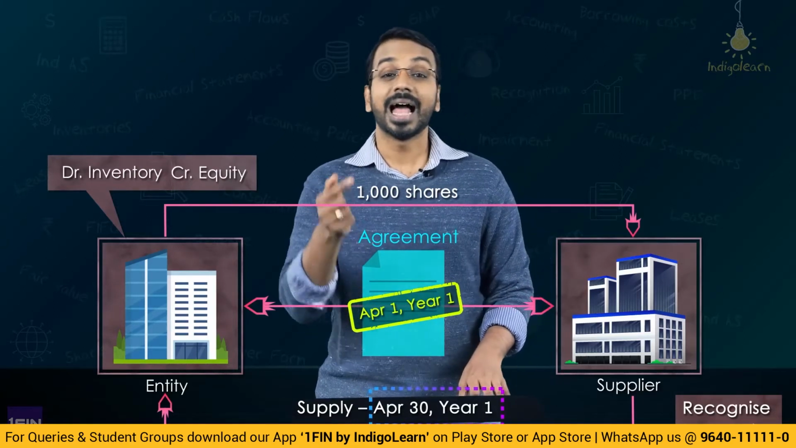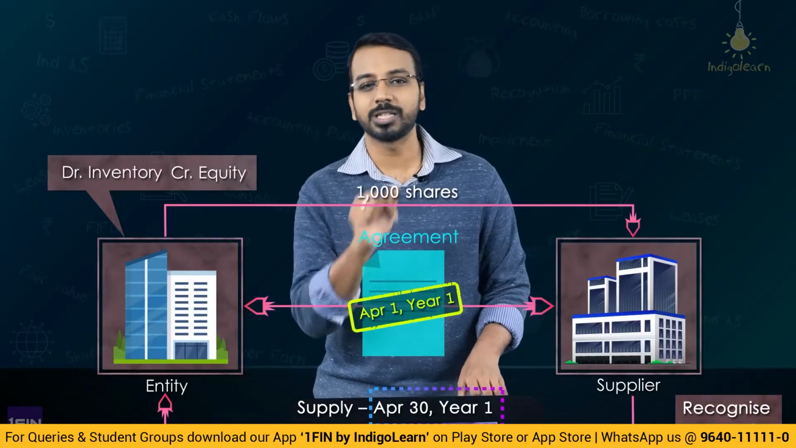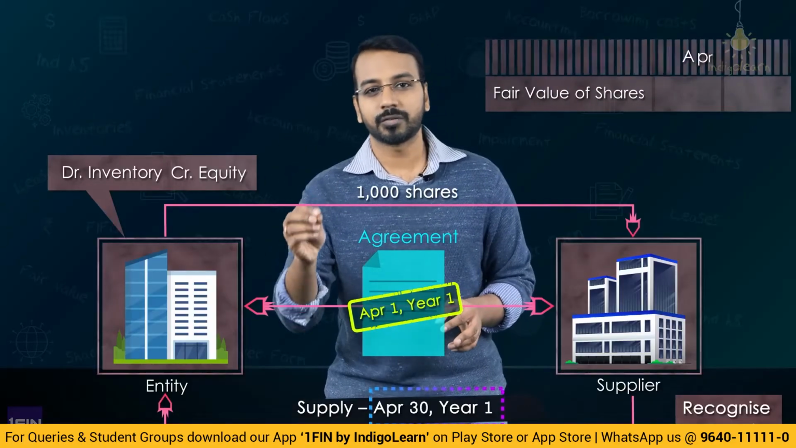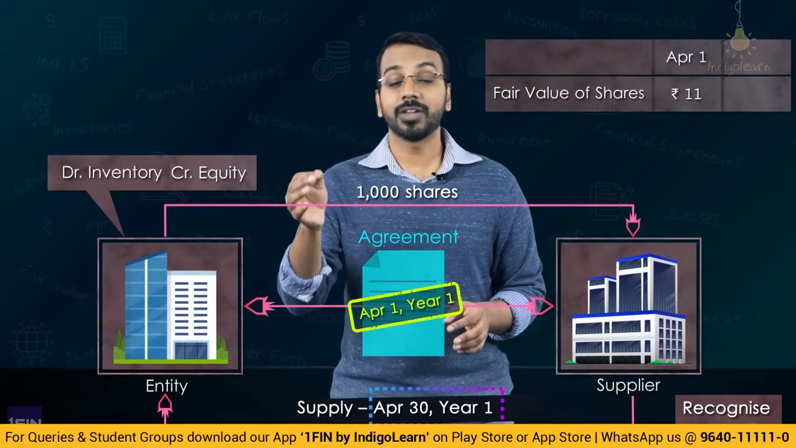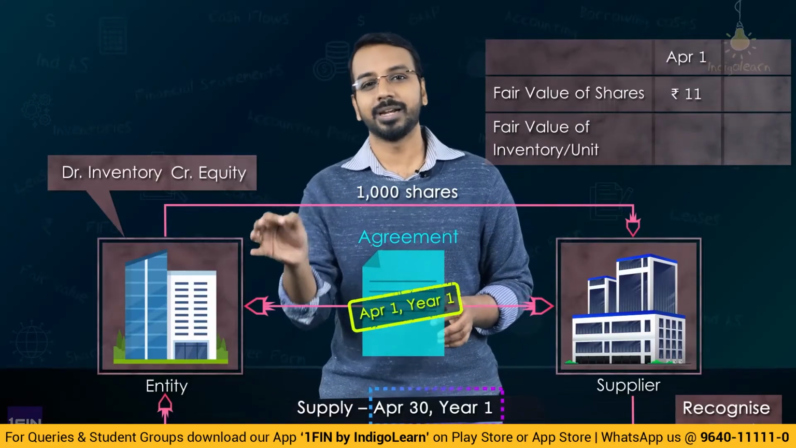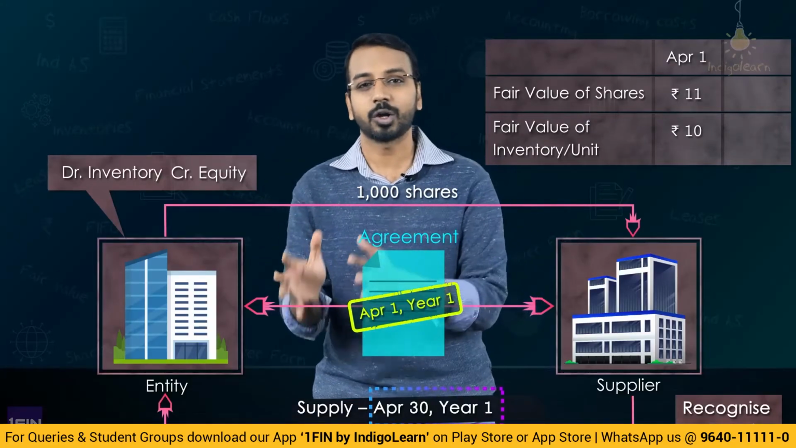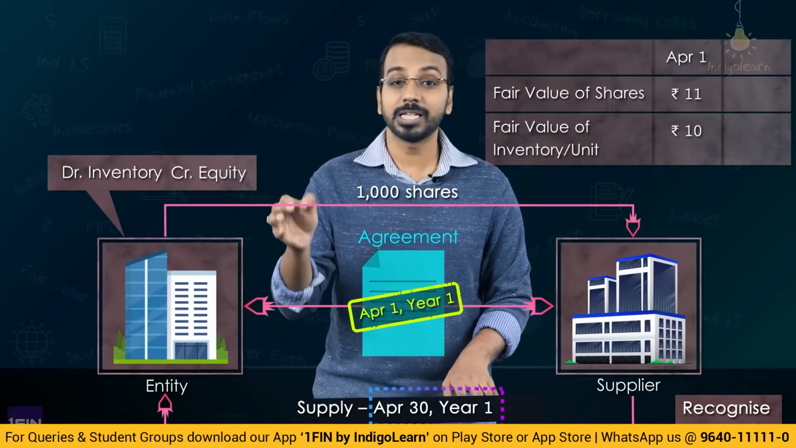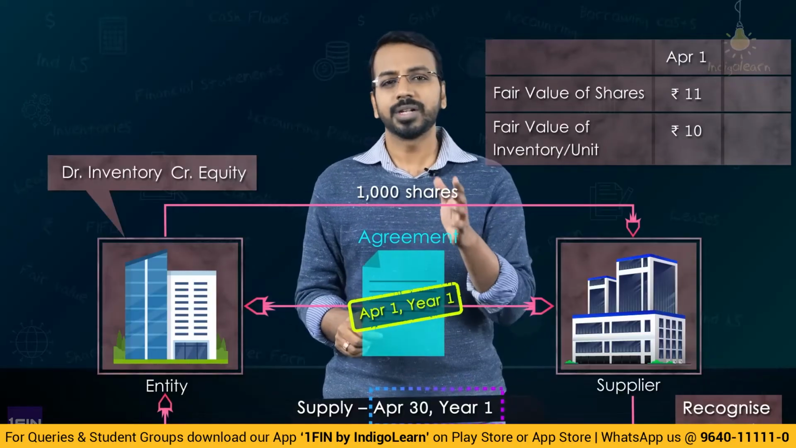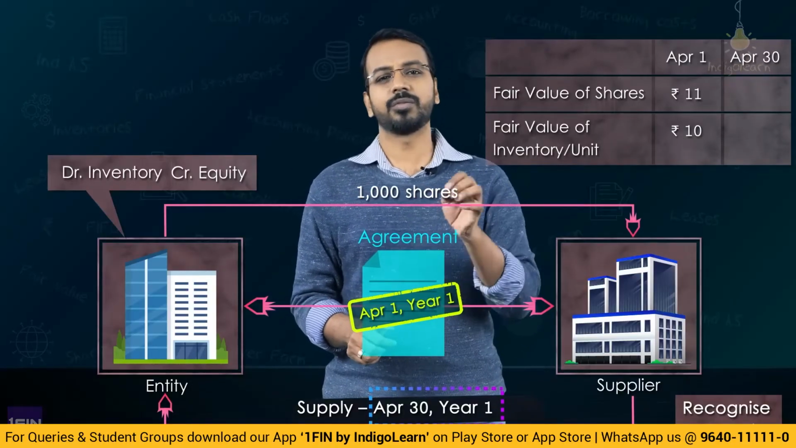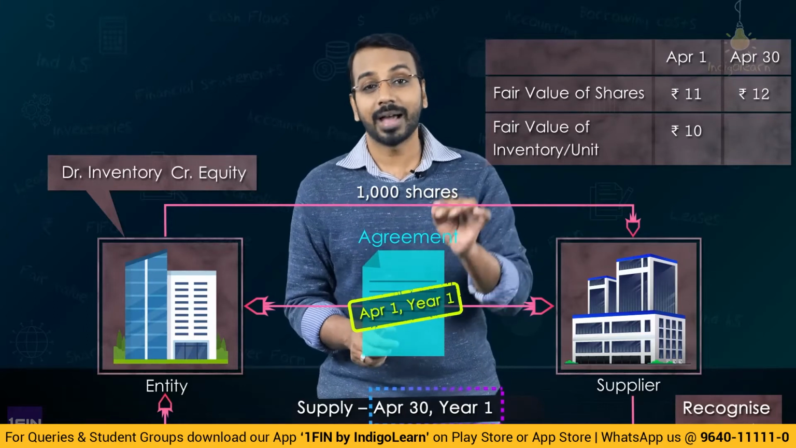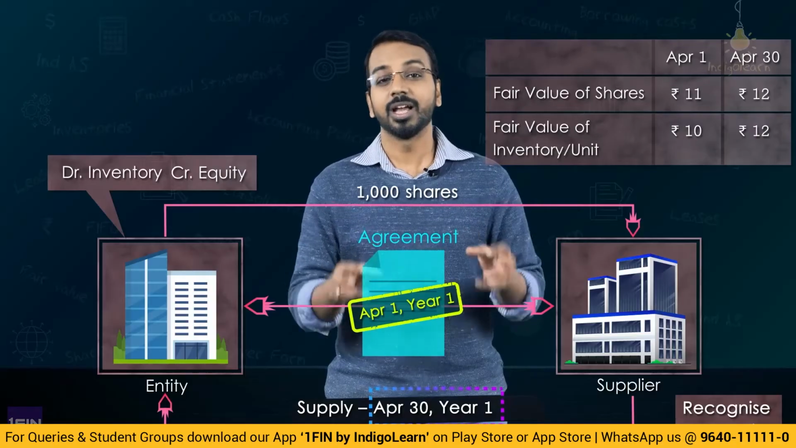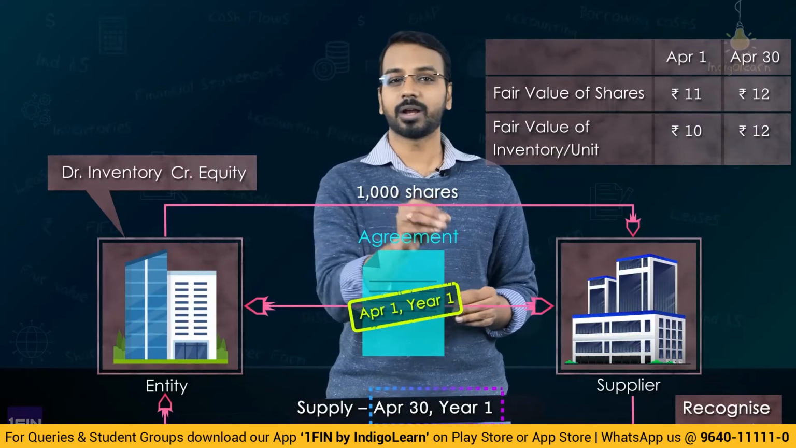Now the next question is, at what value should we account this particular transaction? Say for example, the fair value of shares on 1st of April is 11 rupees and the fair value of inventory per unit is 10 rupees on 1st of April. That is, on the date on which the agreement has been entered into, the fair value of share is 11 rupees and the price per unit of inventory is 10 rupees. On 30th of April, say for example, the fair value of the shares is 12 rupees and the price per unit of inventory is say 12 rupees. Now tell me one thing, what will be the value that you will consider to record the transaction?